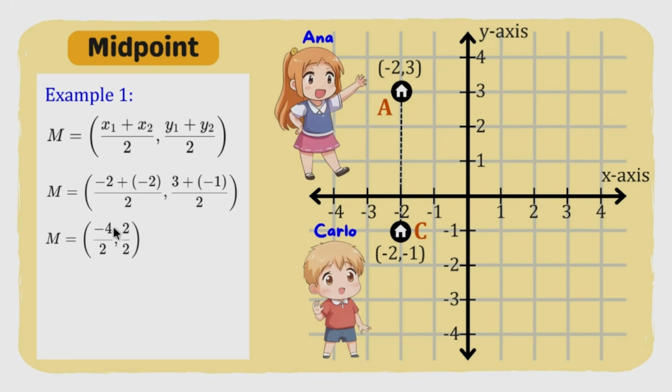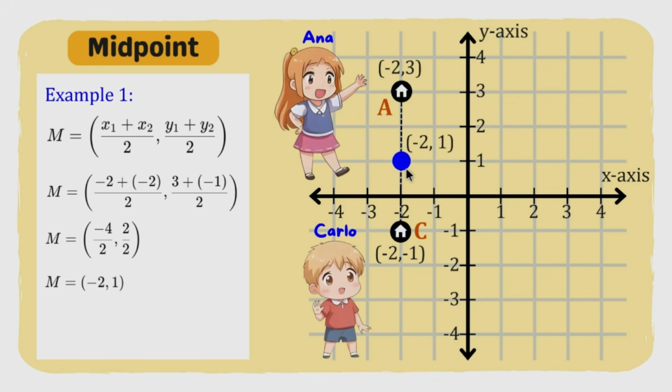Now we can simplify this further by dividing. So we have negative 4 divided by 2, it will give you negative 2. Tapos 2 divided by 2, it will give you positive 1. Ito na po yung magiging coordinates natin. Ito na po yung tinatawag nating midpoint.